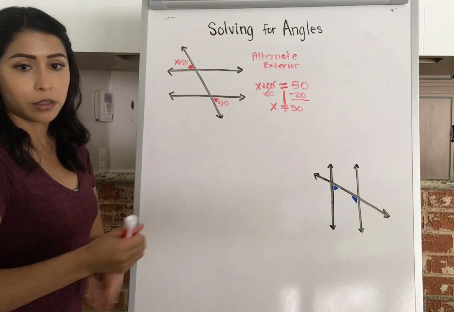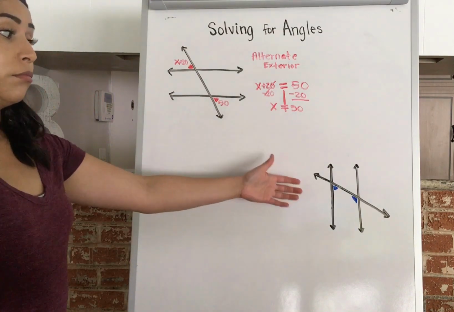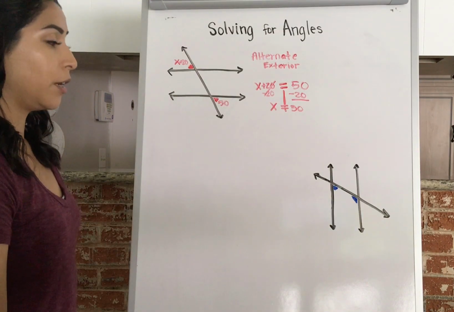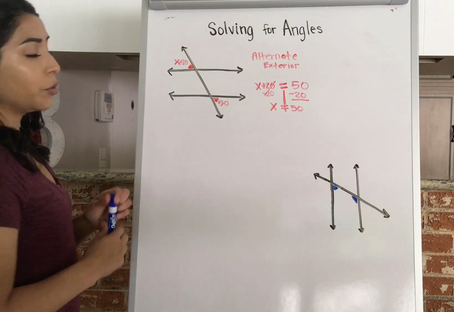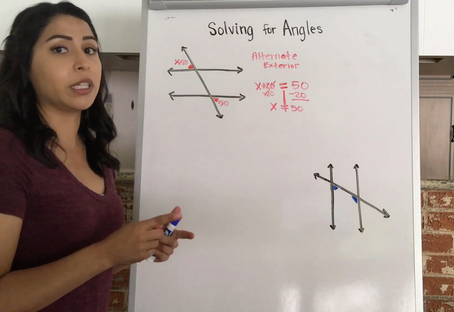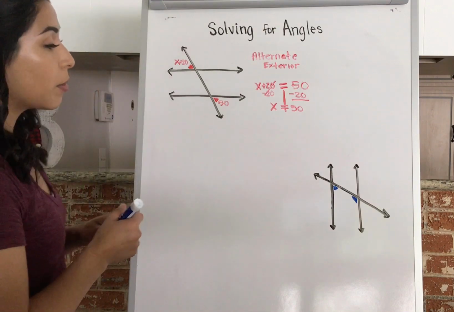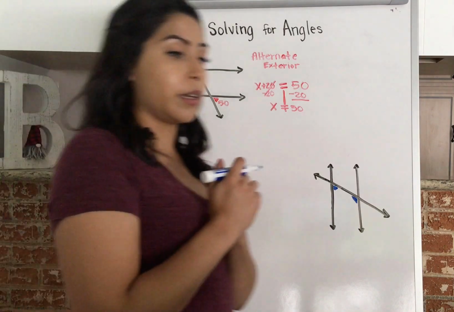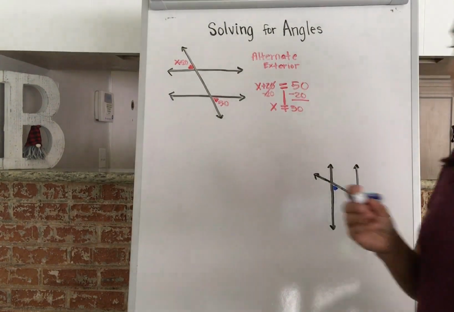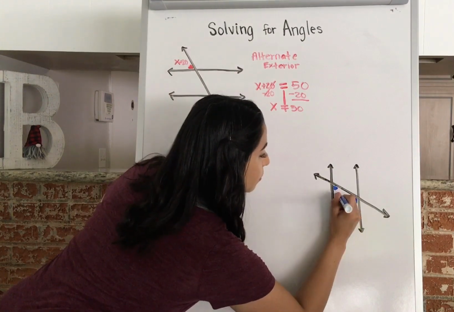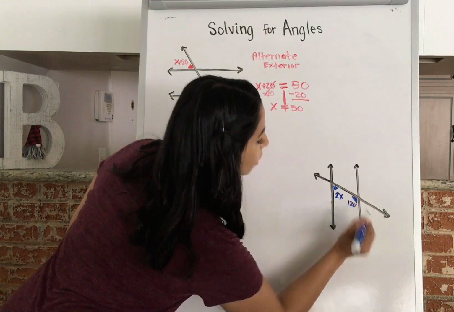Now let's try this one here. These angles are a little bit different. These are called same side interior angles. If you remember what same side interior angles are, you know that they're not equal, they're actually supplementary. They add up to 180 degrees. So in this problem, it'll say something like 2x and 120. So this angle is 2x, and this angle is 120.